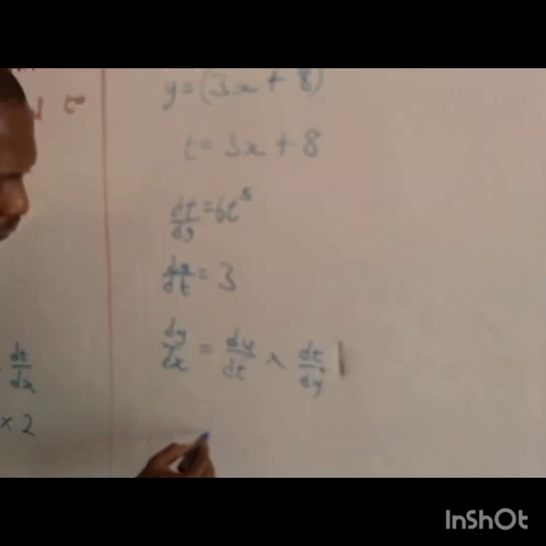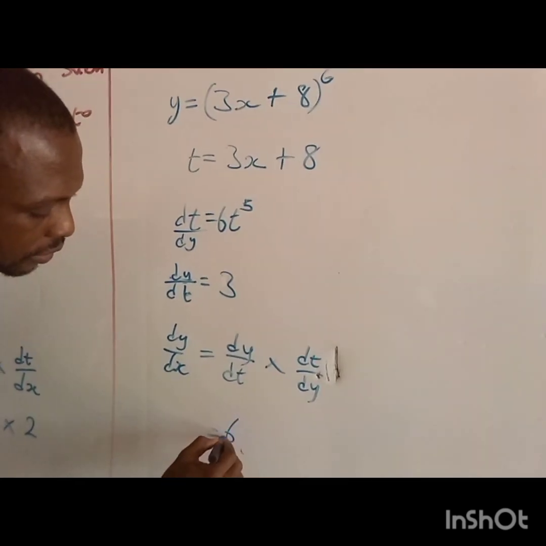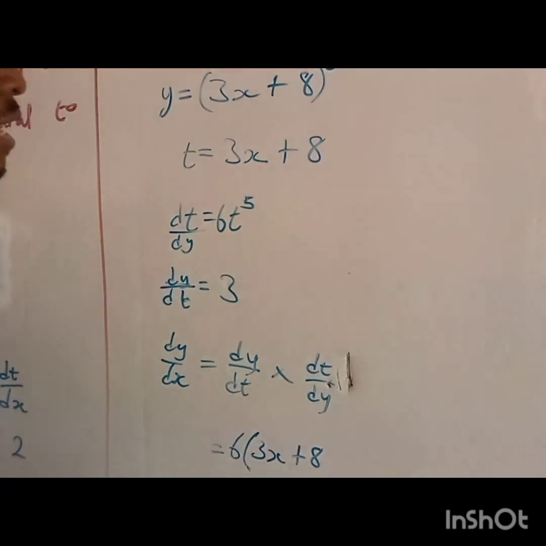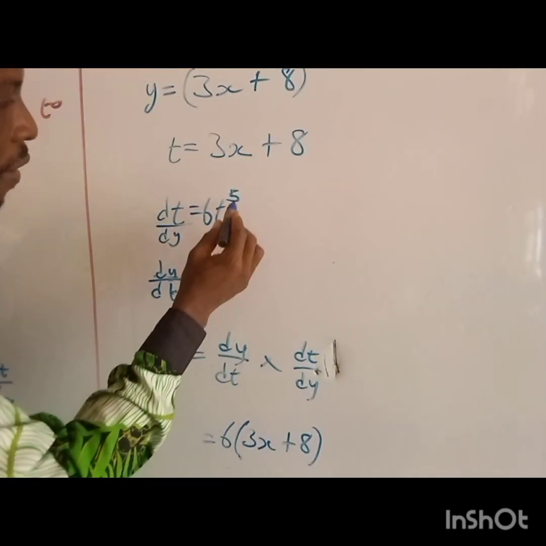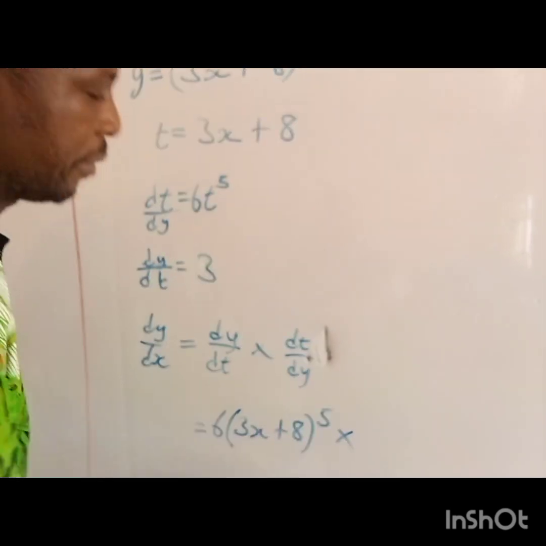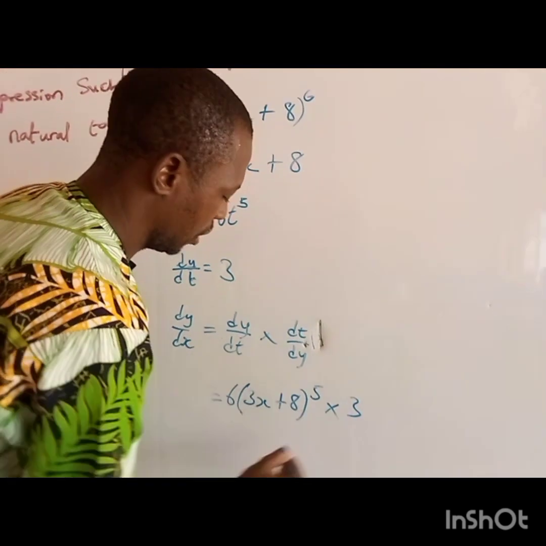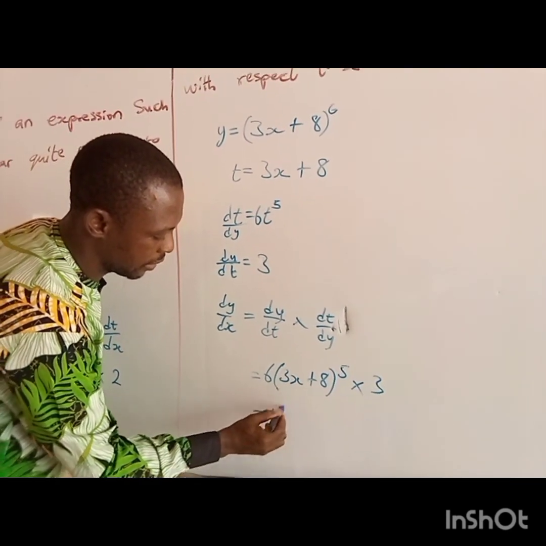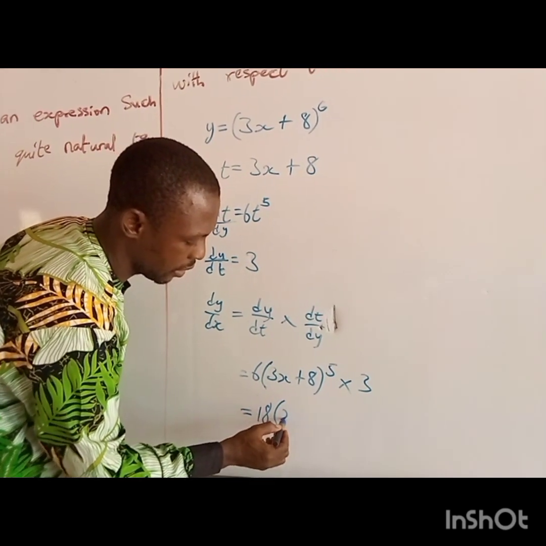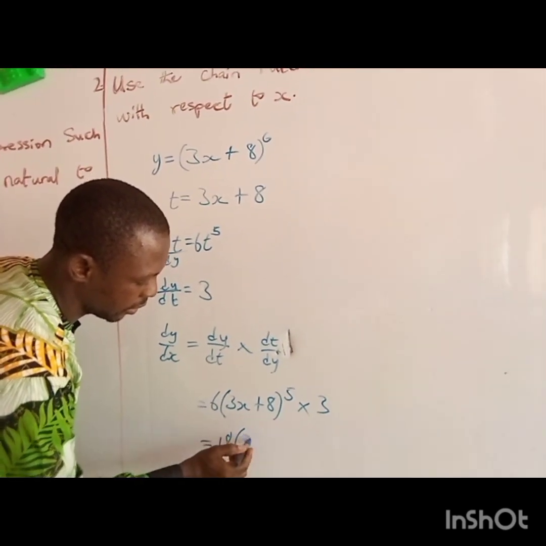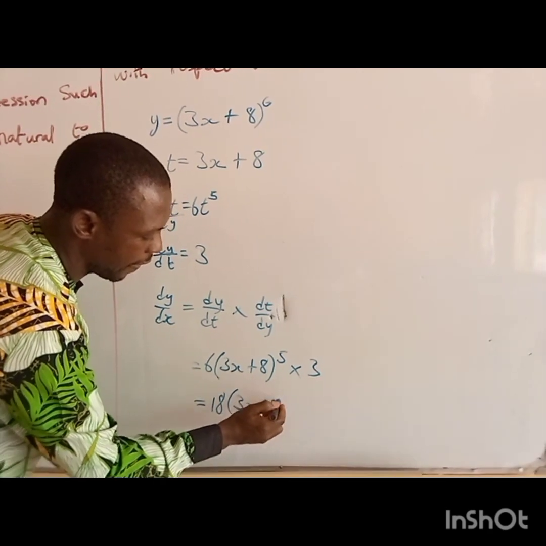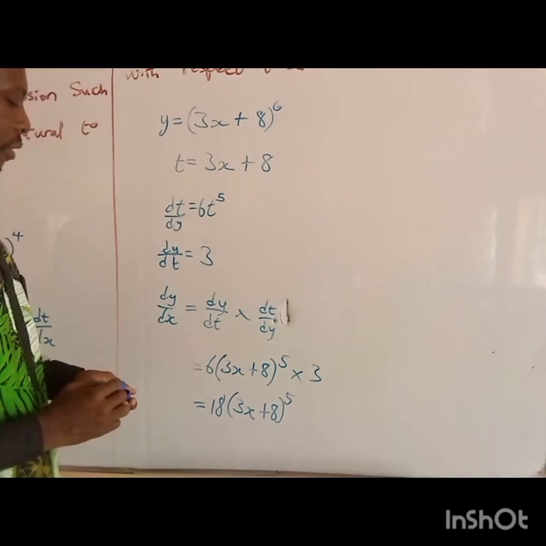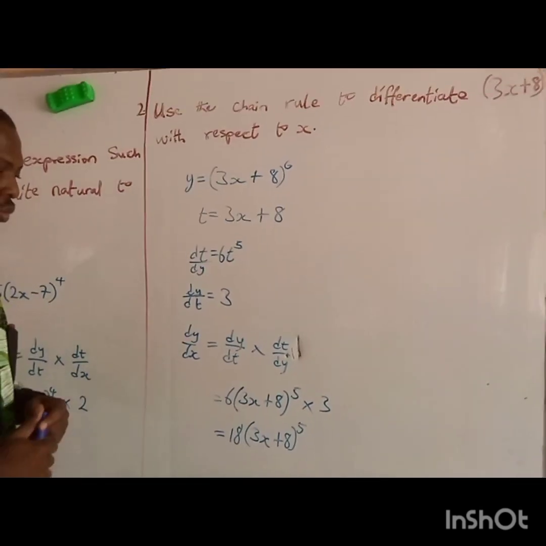So we'll now have 6t, which becomes 6 times (3x + 8) raised to power 5, times 3. So this becomes 3 times 6, 18. So we have 18 times (3x + 8) raised to power 5 as our result for number 2.